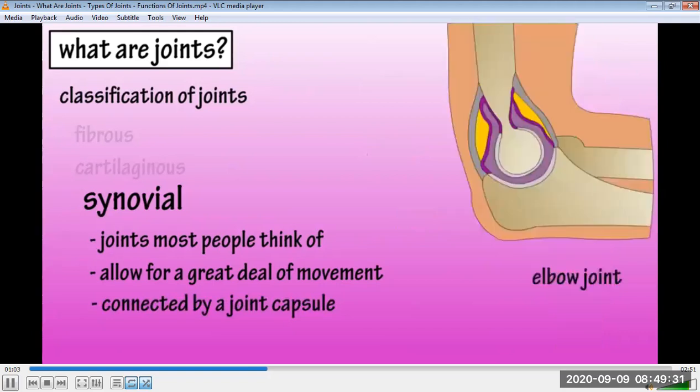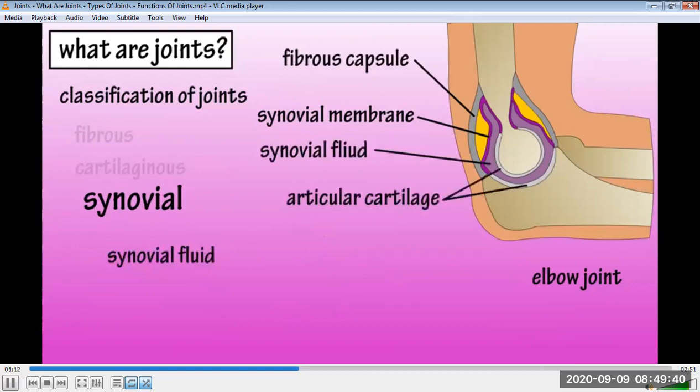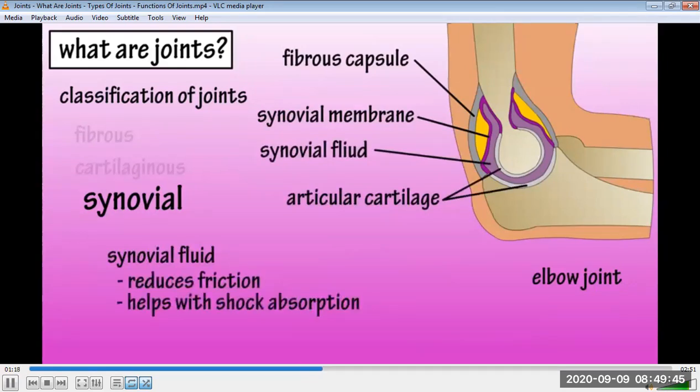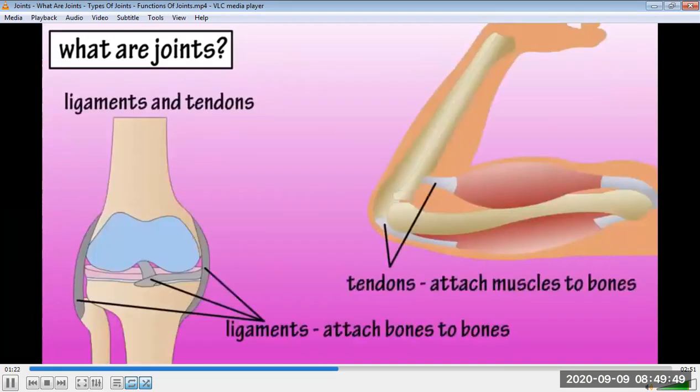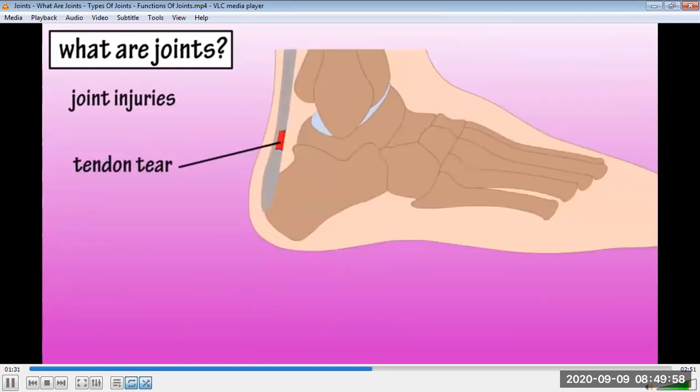The joint capsule has an outer fibrous layer and an inner synovial membrane layer. The synovial membrane layer secretes synovial fluid, which reduces friction between the articular cartilage of bones during physical movement, aids in shock absorption, and aids in nutrient and waste transportation. Ligaments and tendons surround many joints, and they help protect joints and bones by absorbing some of the shock as the body moves. Some common joint injuries include ligament or tendon tears, which limits the range of motion of the joint. This is in many times caused by overuse or overextension of the joint.